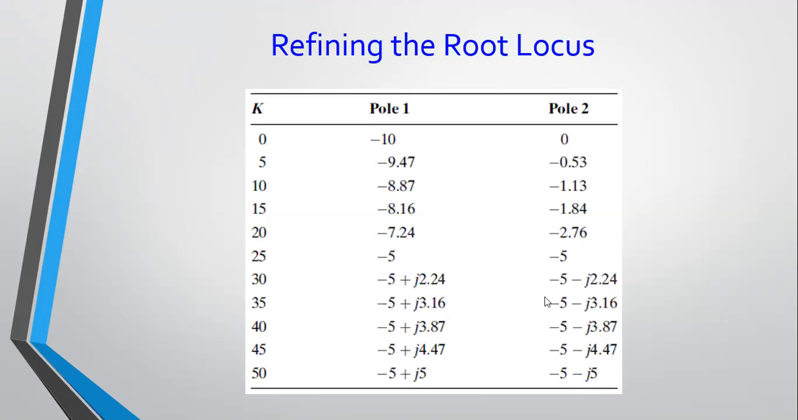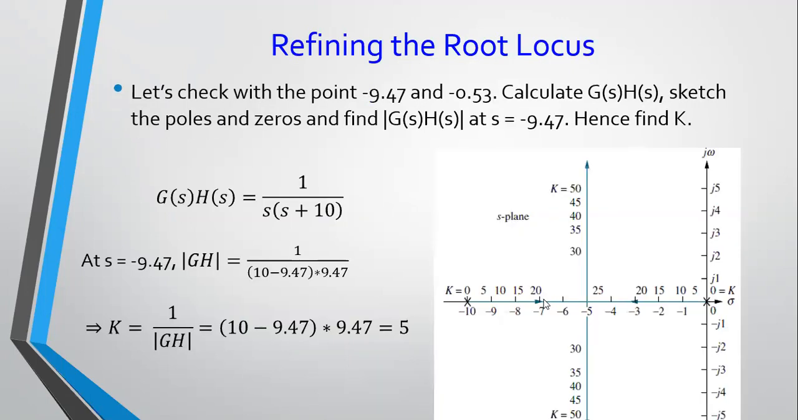So -5 plus j2.24 will be somewhere here. So what would you do now? You simply construct vectors linking your pole to that point and this pole to this point, and then you'll find the two angles that you're going to get. When you take a sum of these two angles, this should come to minus 180 degrees. In this example, we don't have any zeros, so there won't be any positive contribution of angle. We have two angles.